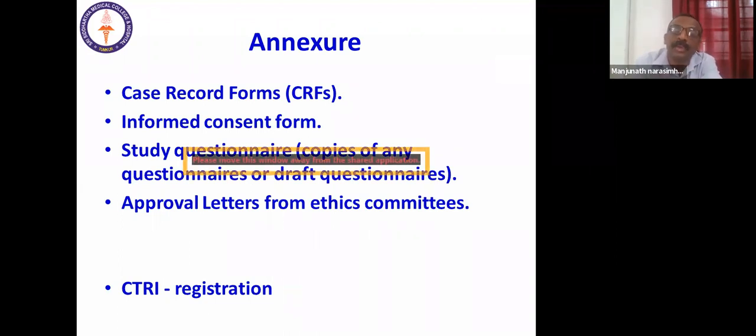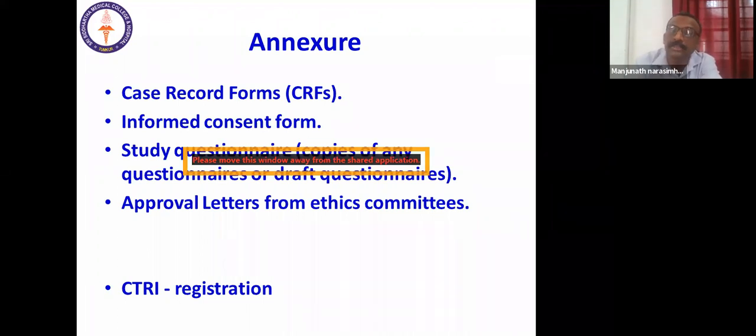Next is when you submit finally for the university, approval letters from the ethics committee should be there. So these are the annexes which should be kept ready. Do not lose anything. Always keep a copy with you.